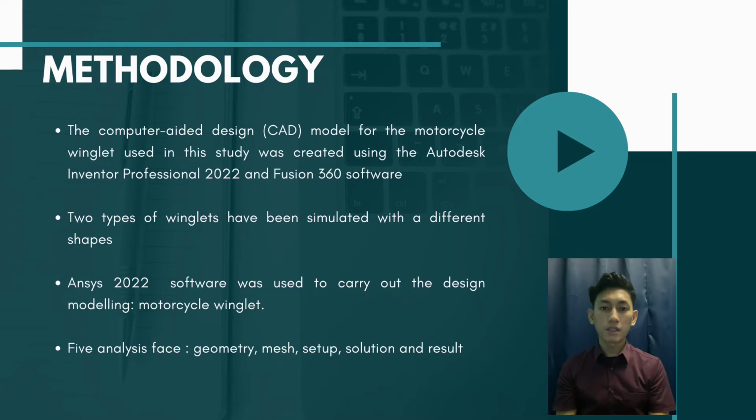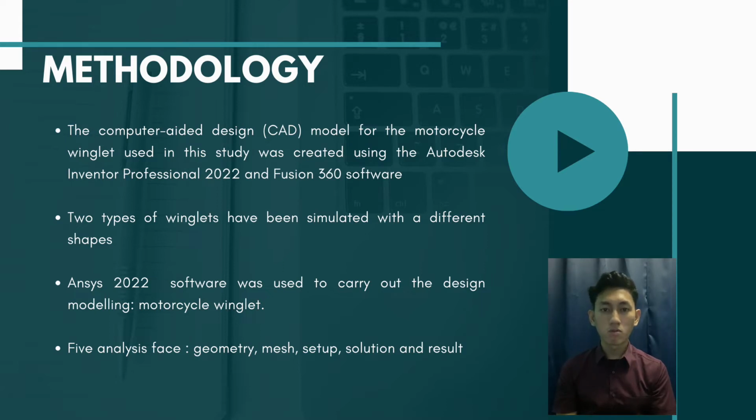The computer-aided design CAD model for the motorcycle winglet used in this study was created using the Autodesk Inventor Professional 222 and the Fusion 360 software. Two types of winglets have been simulated with different shapes. Type 1 winglet, the design follows the concept of aerodynamic, while the Type 2 winglet, the design does not follow the standard of aerodynamic concept.